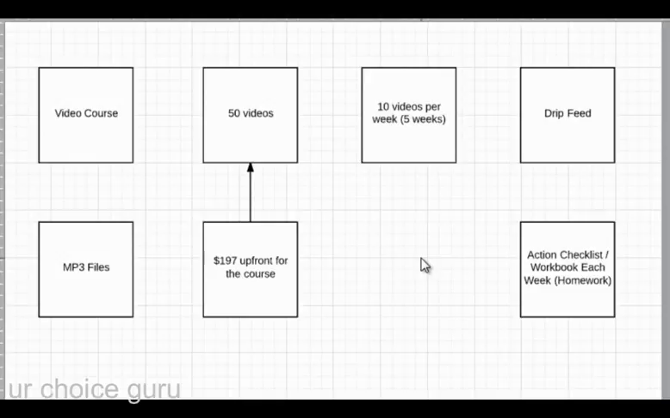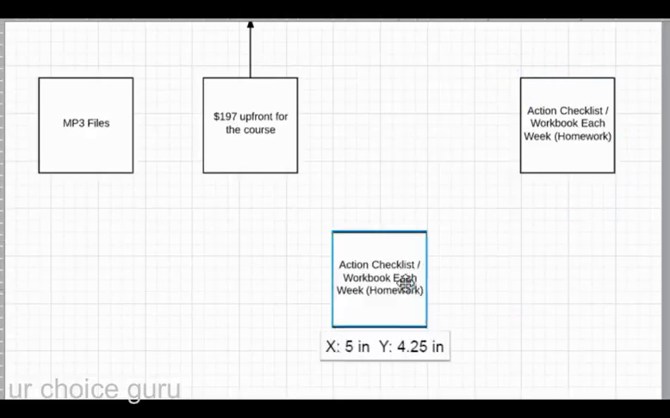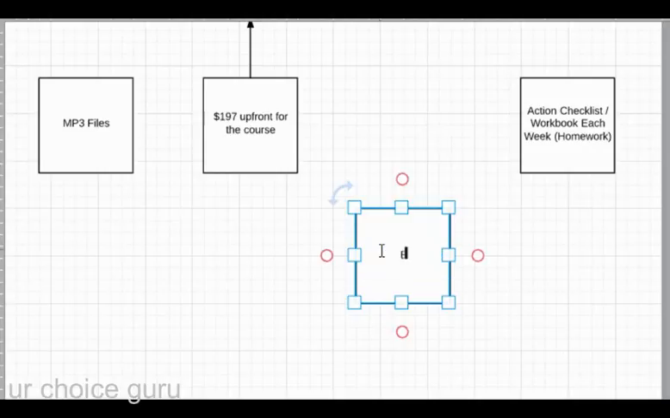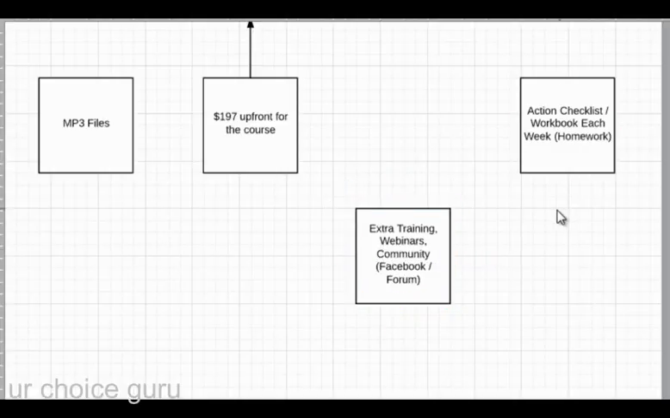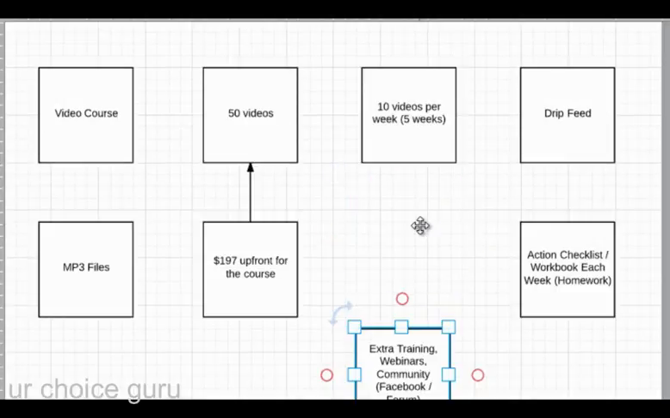People like to join Facebook groups, a community, a forum, because if they feel like, okay, I can get help along the way, then they're more likely to stay in a monthly membership site. So actually what you could do is add a component of a community. So we could say you could get extra training, extra webinars, extra community, like a Facebook community or something. Facebook or forum. I will say Facebook communities tend to be a little bit easier to manage.